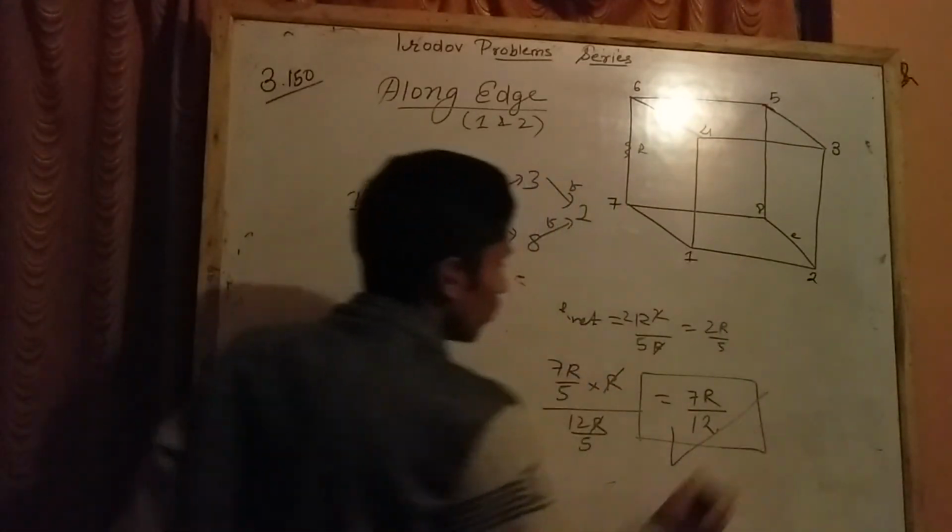Okay, what we did: we found the symmetrical points, we found that they are in parallel, and then we applied the formula for parallel, and we simplified the circuit, and we got the answer 7R by 12.